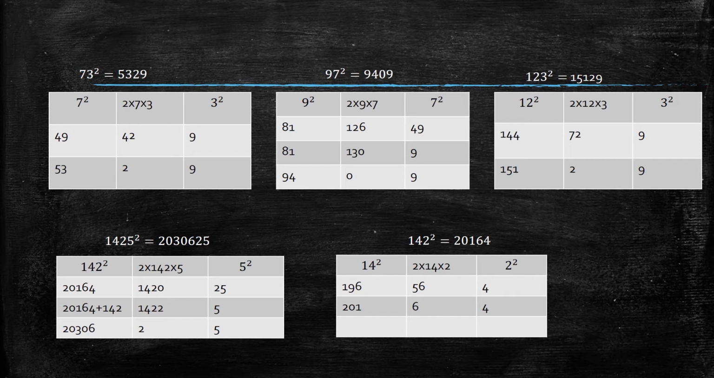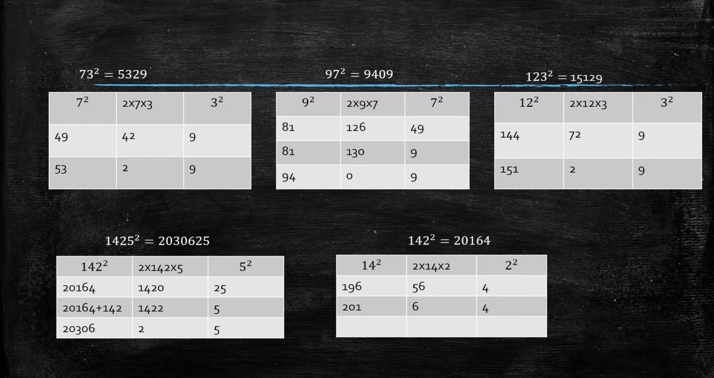For 97 square we do (9 plus 7) square, which gives 9 square, 2 into 9 into 7 and 7 square in our 3 columns, which equate to 81, 126 and 49 in the next row respectively. Now we start from 49. We keep 9 and 4 is forwarded to left and added to 126, which gives us 130. Now 0 is kept and 13 is forwarded to the left and added to 81, which gives 94. Thus we have our final answer as 9409.